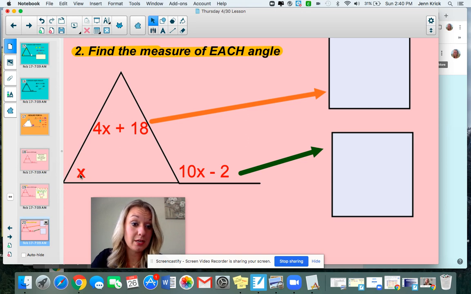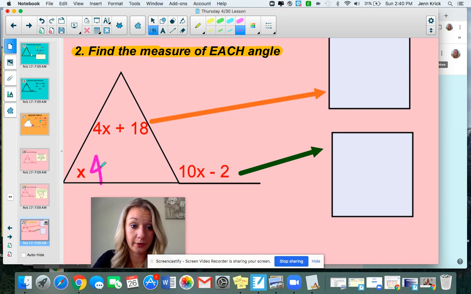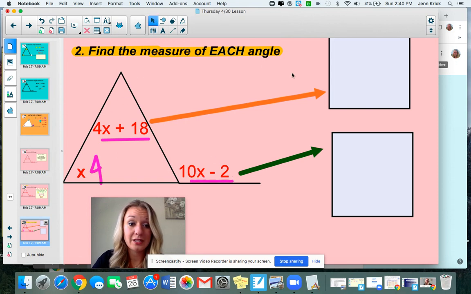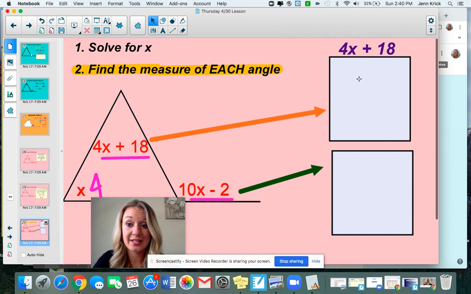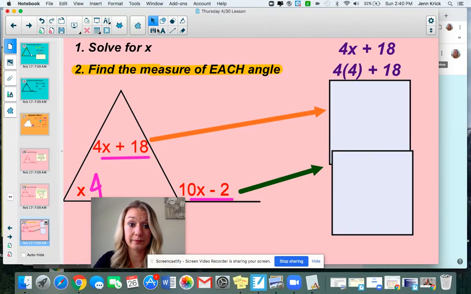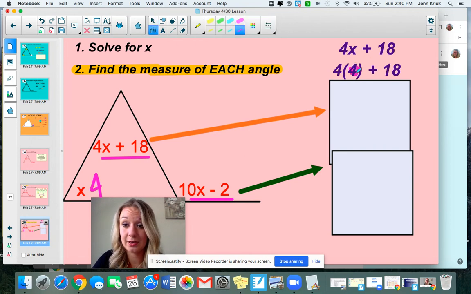So right here, you can actually already figure out what this angle measure is. If it's just x, then that angle measure is just going to be 4. But we need to figure out, all right, what is this angle measure and what is this angle measure? To do that, all you need to do is just take out your x and substitute in 4, okay? Because that's what you solved for. So it looks like right here.